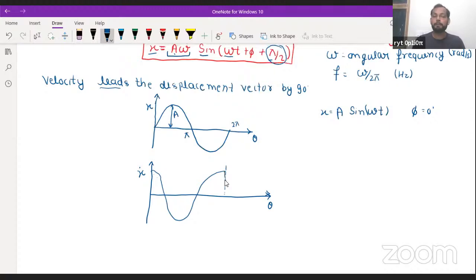And what will be the maximum amplitude of the velocity? The maximum amplitude of the velocity is nothing but a omega. So this is the velocity equation. Now I hope this is clear to you.